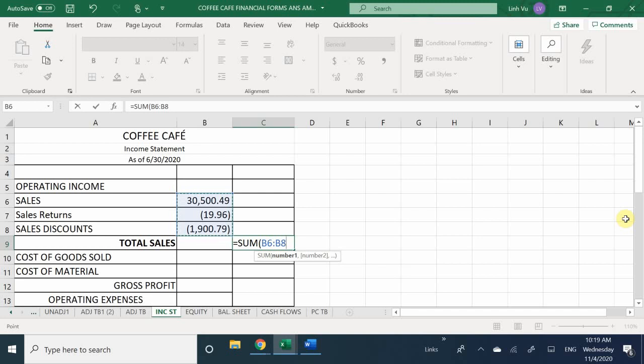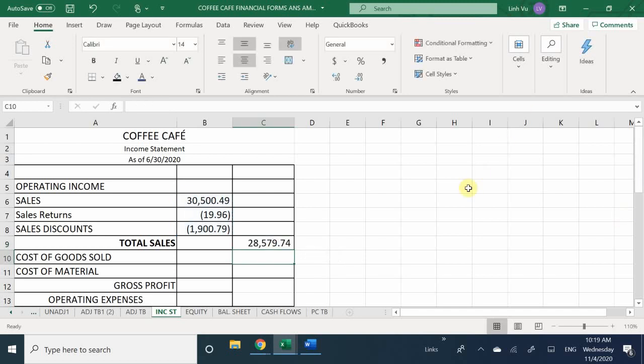So my total sales here is going to be a grand total of $28,579.74. All right, so I took my total here of sales, subtracted my returns, subtracted out my discounts to get me a grand total of sales here.